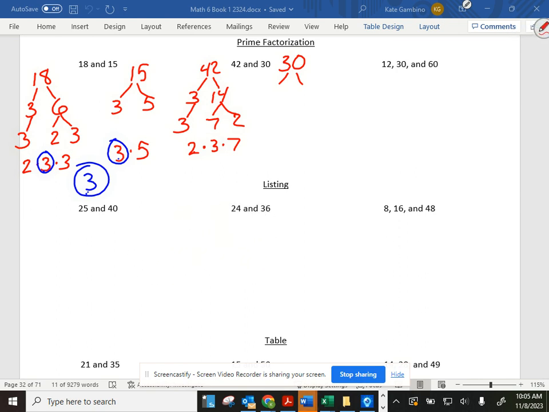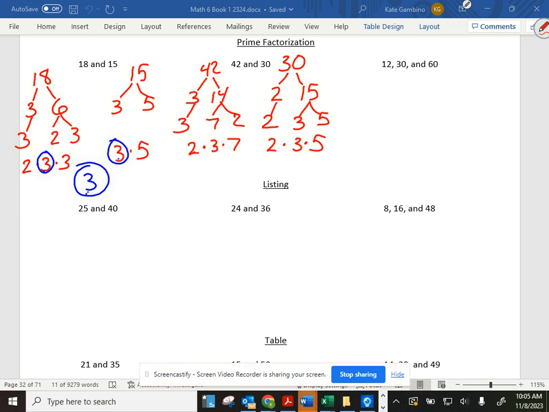All right, for 30, what factor buddy pair should I use? Ava? 15 and 2. Is 2 a prime? Yes. So I can't break it up, but I can break up the 15. What can I break my 15 into, Marina? 3 and 5. So I'm going to write out all of my primes because I can't break up 2, 3, or 5. Those are all primes.